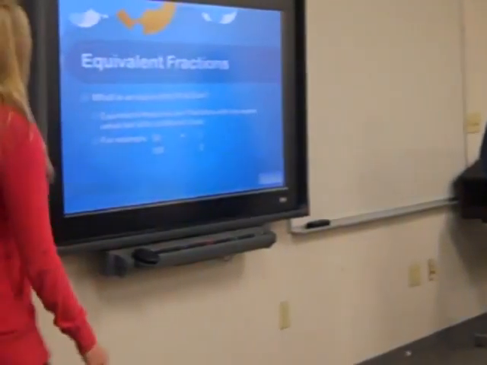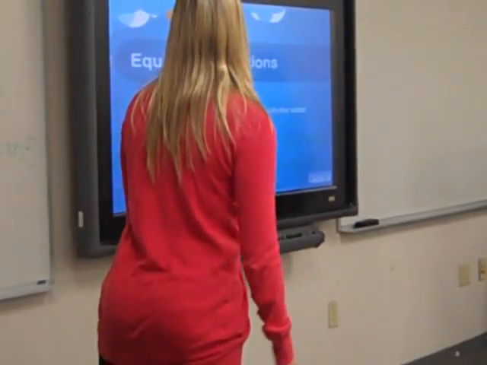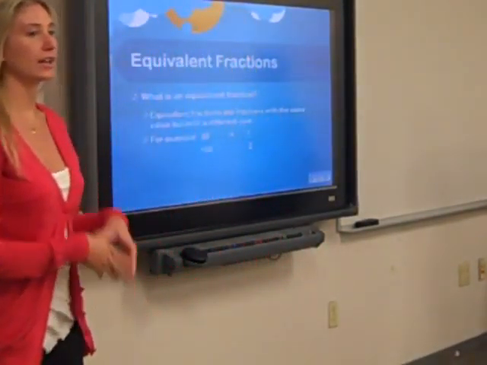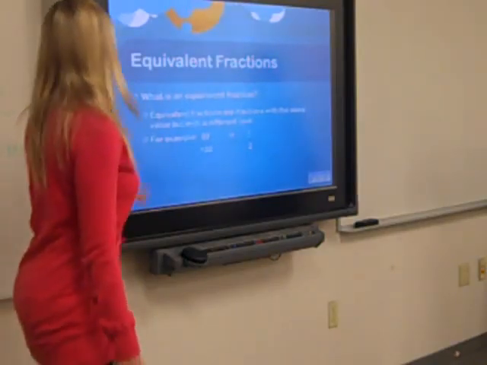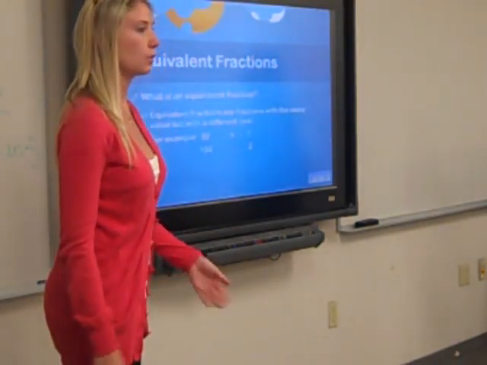Okay, and then another form of fractions is equivalent fractions. So what is an equivalent fraction? Equivalent fractions are fractions with the same value but a different look. So for example, 50 over 100 is also equal to 1/2.